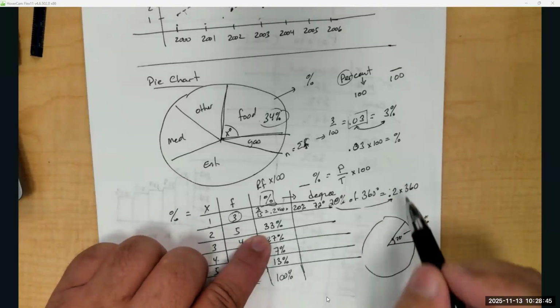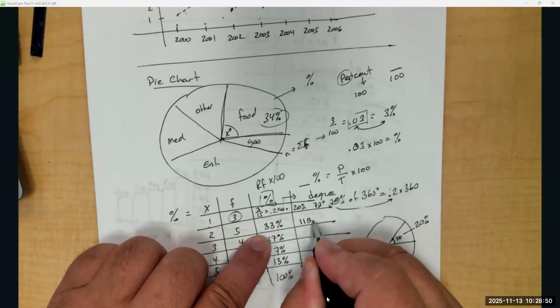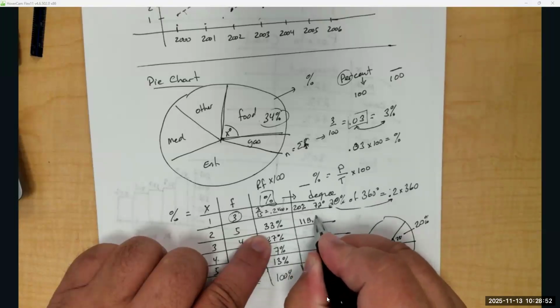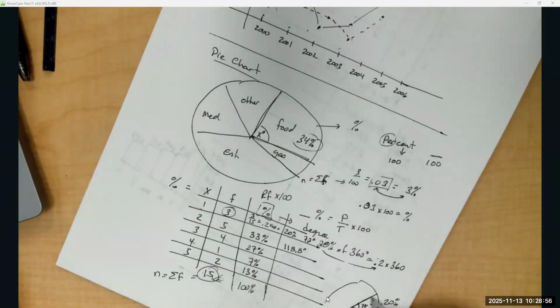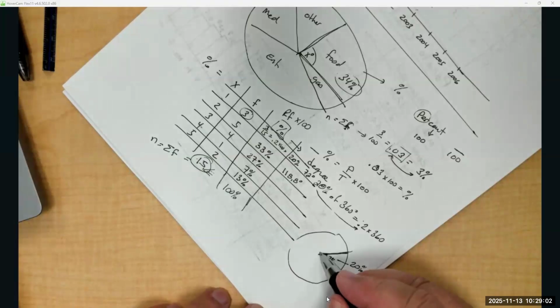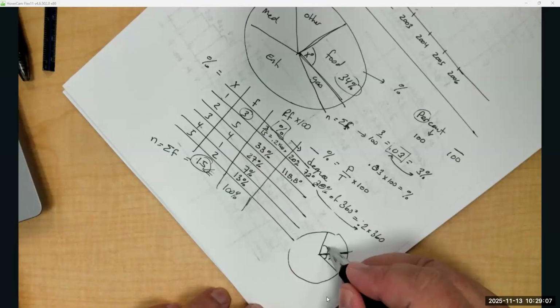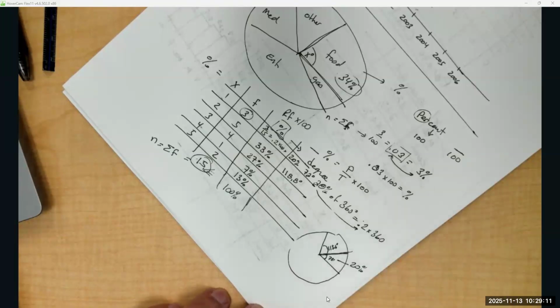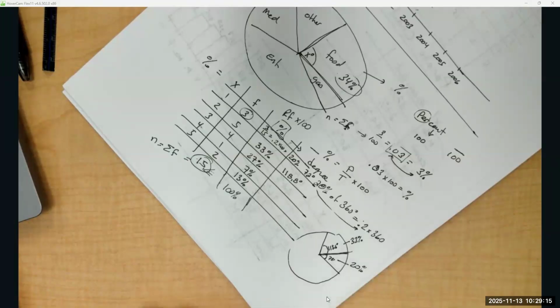So 0.33 times 360? 118 point what? 0.8, all right. So from this line here, we go up 118 degrees, 0.8. And we know that's going to constitute 33% of our data.